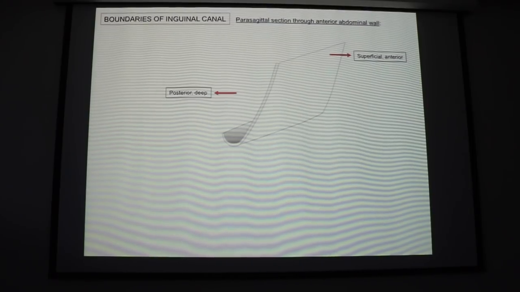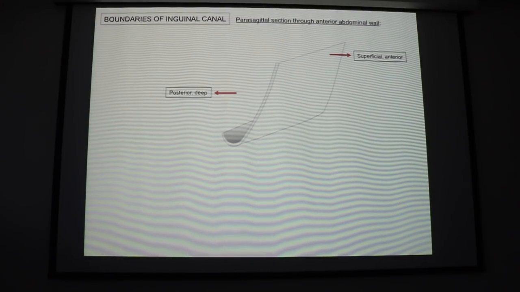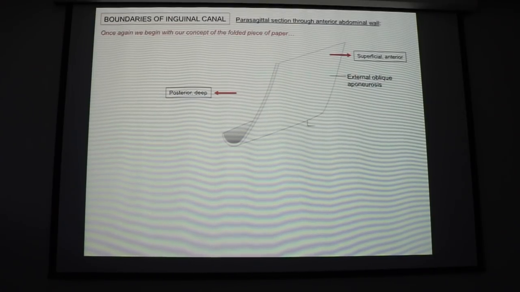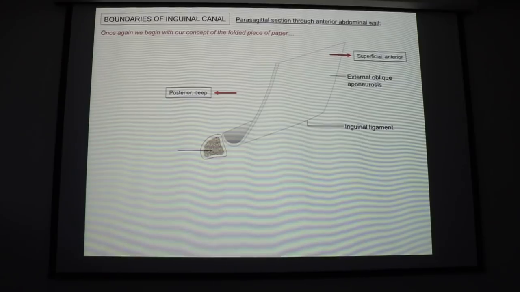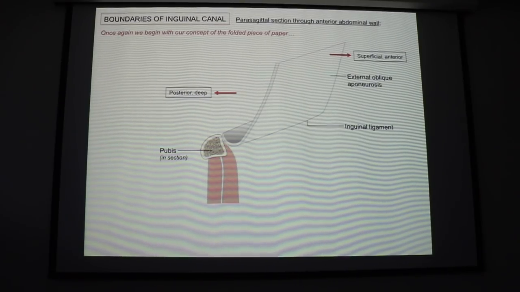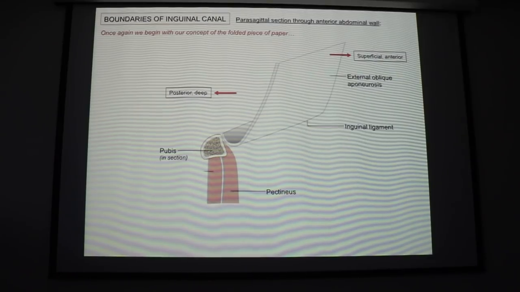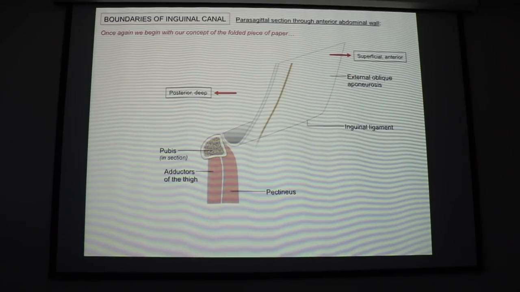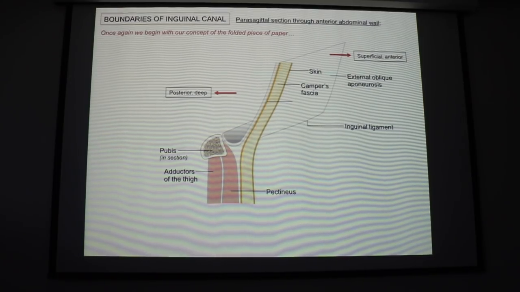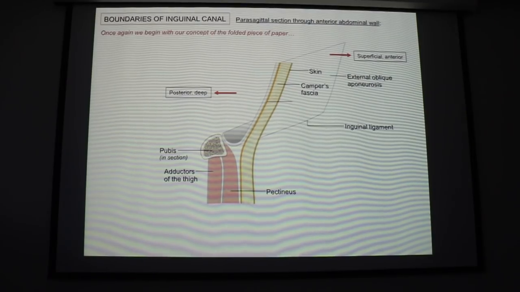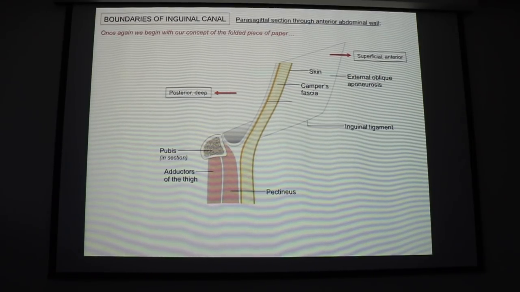We all agree this is the anterior part. This is derived from the aponeurosis of the external oblique. This is a folded part, we call it the inguinal ligament. This is the pubic bone, with two muscles attached to it, pectineus and adductors. This is skin. We have superficial fascia, which has a fatty layer and a membranous layer, called Camper's and Scarpa's. We don't have deep fascia in the abdomen, so it is not mentioned here.